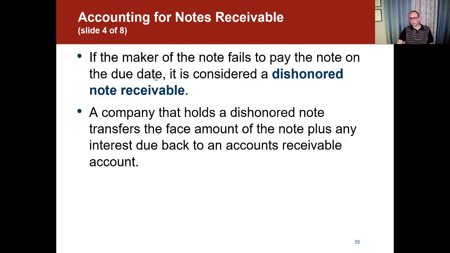So if the maker or the issuer of the note fails to pay the note on the due date, it's considered a dishonored note receivable. And in this case, we convert it back to accounts receivable. So a company that holds a dishonored note transfers the face amount of the note plus any interest due back to an accounts receivable account.